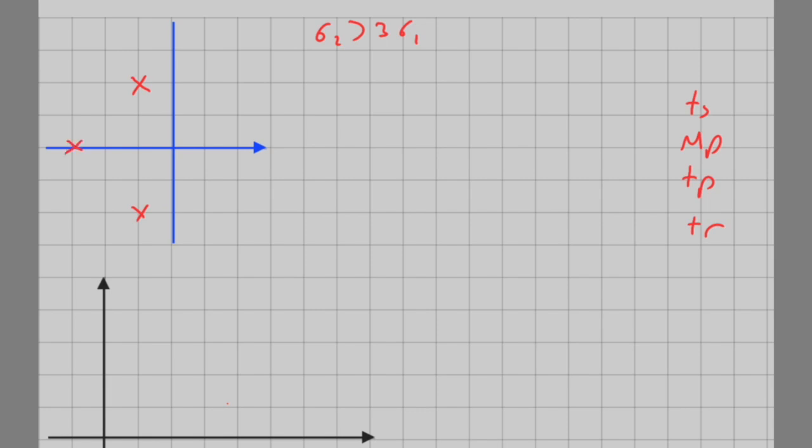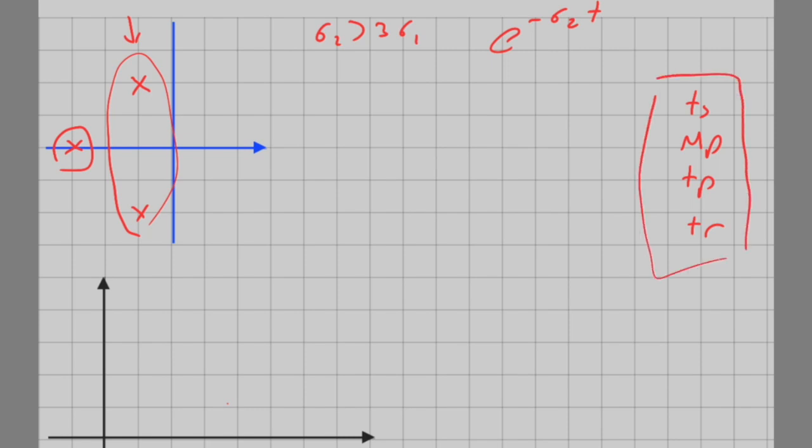Why did we do this? Because this pole has an exponential, e to the power minus sigma 2 t, that is much faster than the second order pole, such that it will go to zero quickly. After some time, which is relatively fast compared to the time scale of the other poles, the system will look like a second order system. So by just using these two poles, we can compute settling time, overshoot, peak time, and rise time.